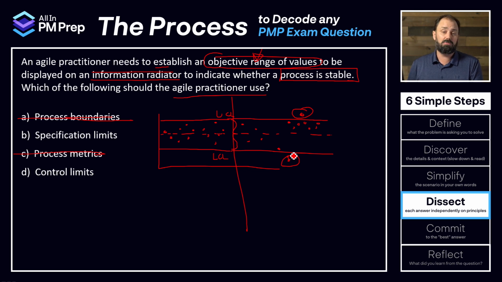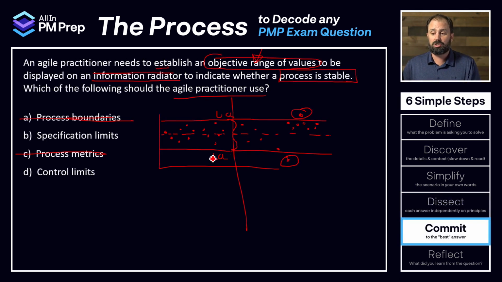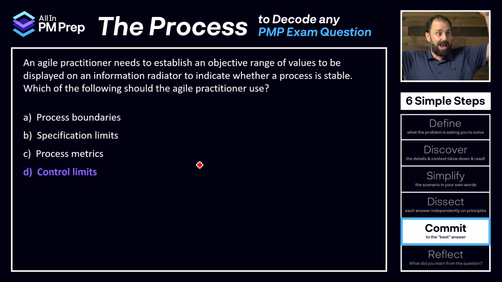But that's what we're talking about. So I think the answer is control limits. Let's check it out. Here we go. Control limits. Yay! We got it right.